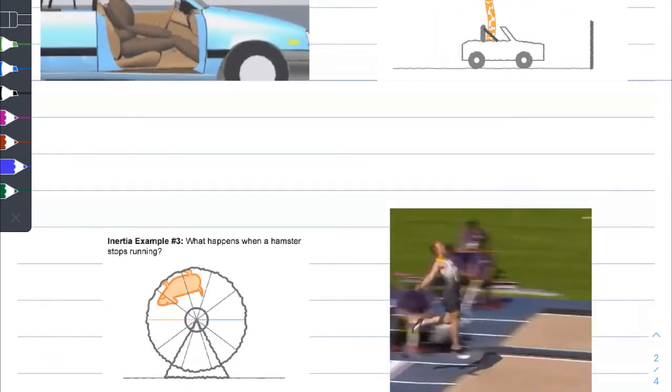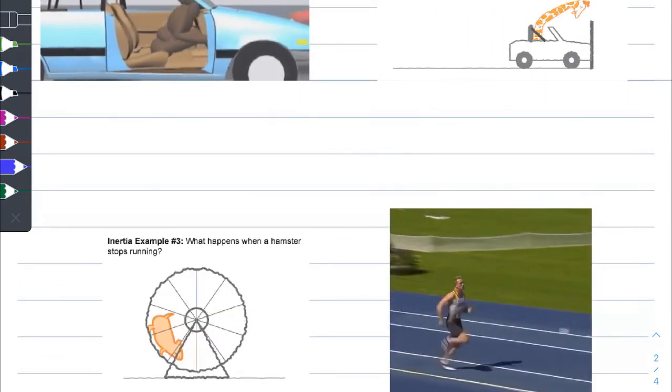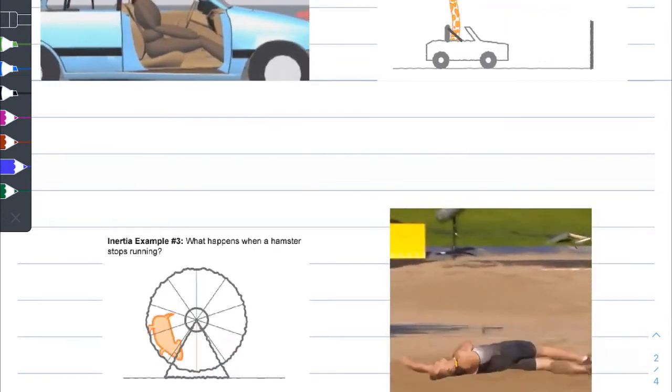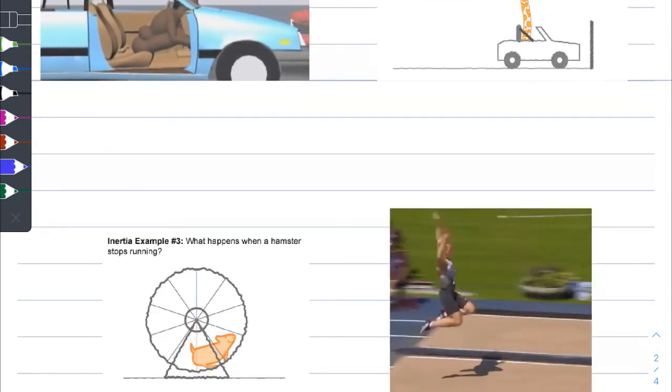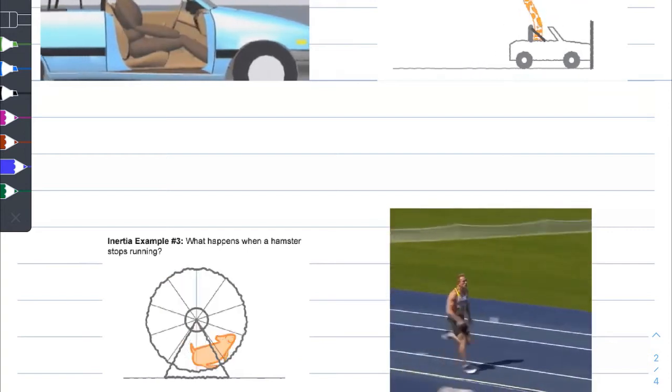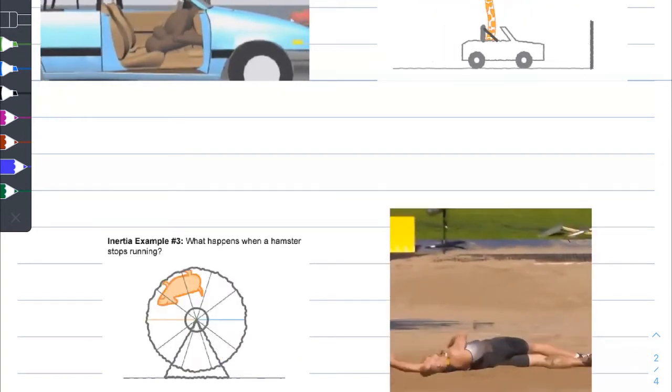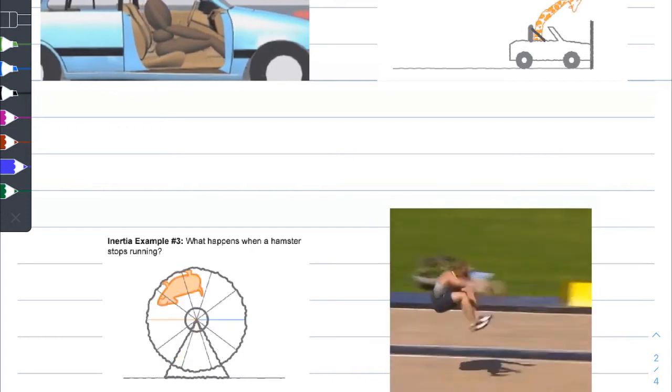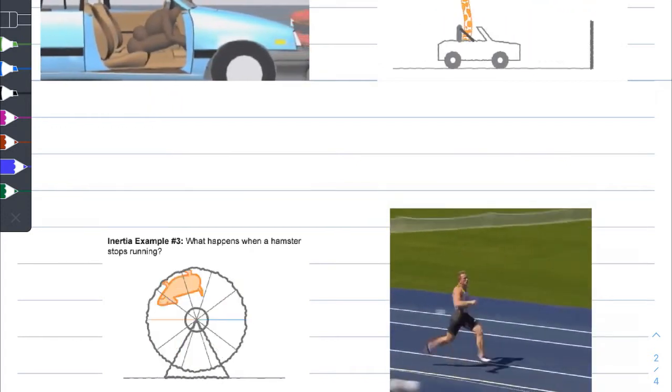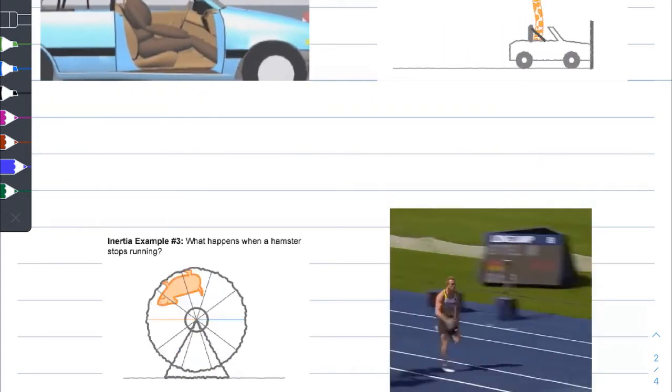Okay, also, an object in motion will remain in motion. So if this hamster is running in the wheel and then it just stops its motion, well, the wheel is still moving, so it will get caught up and continue to go with the wheel. The wheel doesn't just automatically stop.